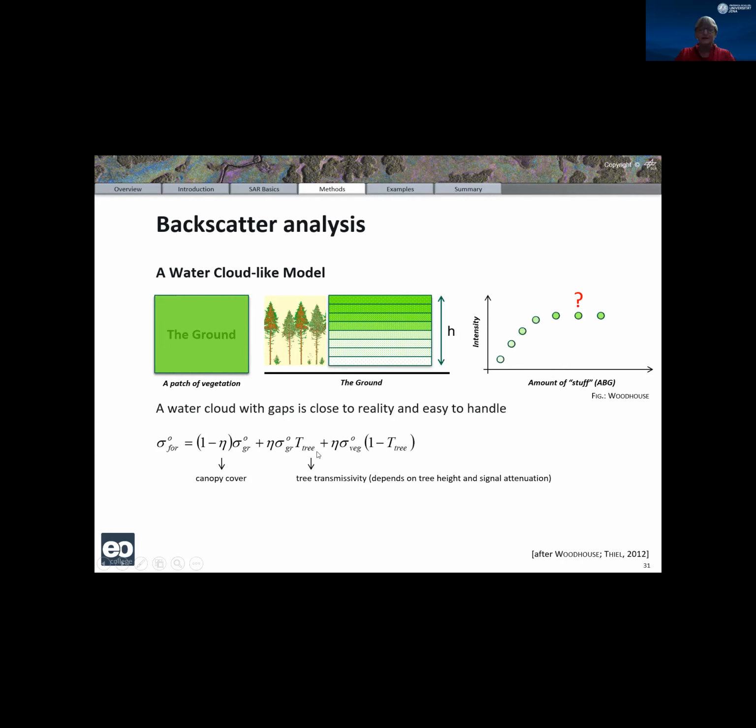Okay, and then the backscatter we see in the pixel, our dB number, is a mixture of ground and this tree transmissivity term, and a mixture of what we really want to see, the backscatter from the vegetation. So it's a very simple assumption, but now how do we train it? We need to know what is the backscatter of the ground and what is the backscatter of full vegetation.